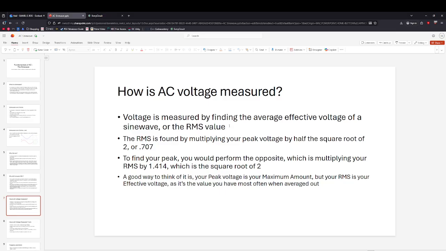You find that by multiplying your peak by the square root of 2 divided by 2, which is 0.707, and then you do the opposite to find your peak if you have your RMS, which is 1.414. As I explain here, your peak is your maximum, your RMS is your effective, the value you have most often, essentially.